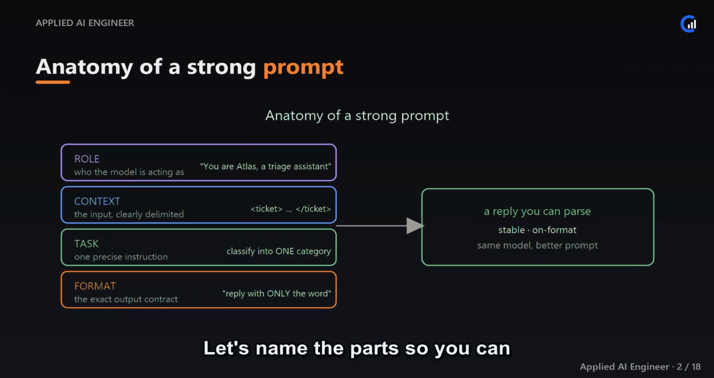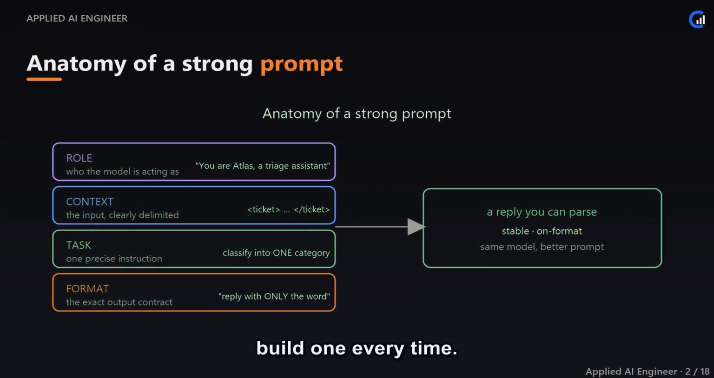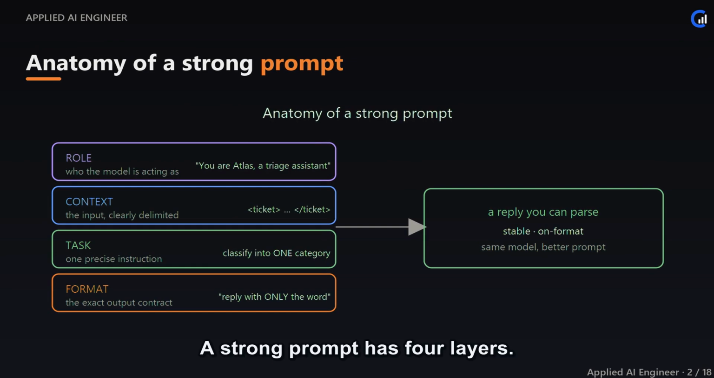Let's name the parts so you can build one every time. A strong prompt has 4 layers. Role, who the model is acting as. Context, the input, clearly delimited so it can't be confused with your instructions. Task, the precise thing to do. And format, the exact shape of the output you'll parse. Role, context, task, format. When an answer comes back wrong, walk these 4 and you'll almost always find the layer that's missing or fuzzy.